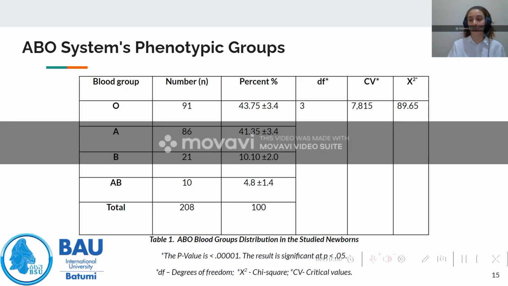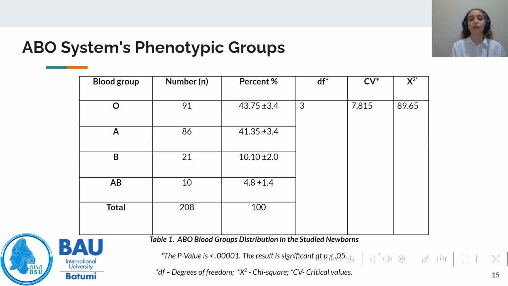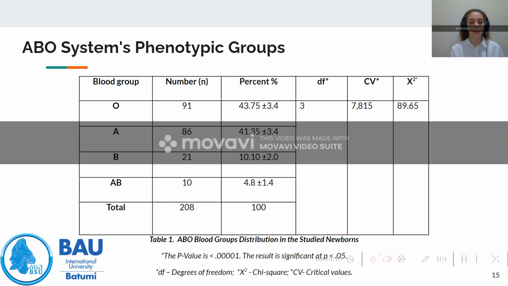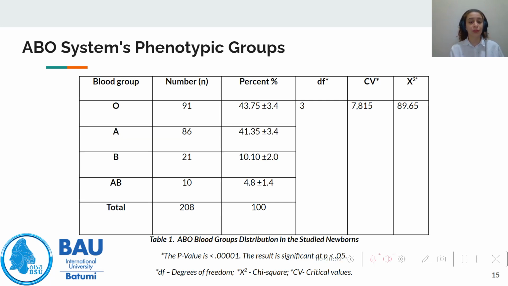Now about the results of our study. First, we wanted to analyze the distribution of the phenotypic groups of the ABO system. What we saw is that we have the highest number of the O blood group in our study samples. It was 43% of our samples. When it comes to the A blood group, it was 41% of our samples. And the B blood group was 10%. And the least one was the AB blood group at 4.8%.